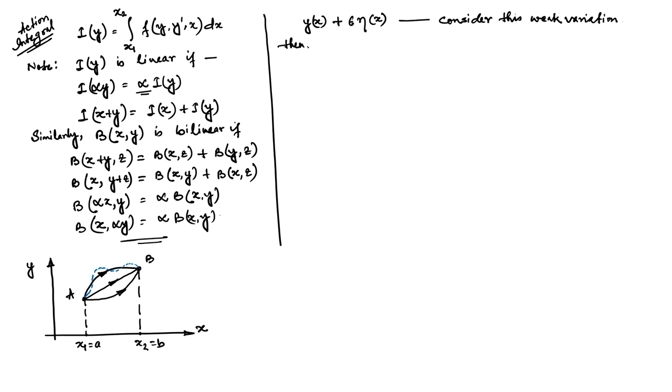Then if you look at what the variation is at the boundary, if you look at this blue line at A, what will be the value of this small variation? It is 0. Similarly, at B, we have 0 value. So, this function will be 0 at the boundary.